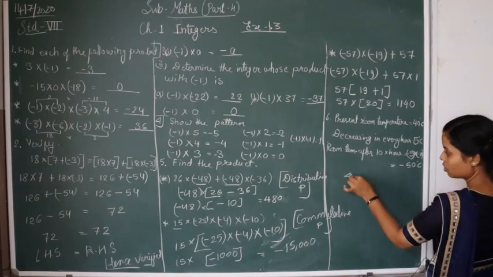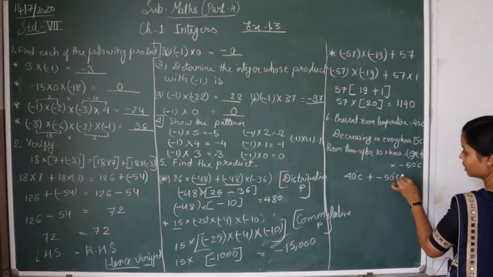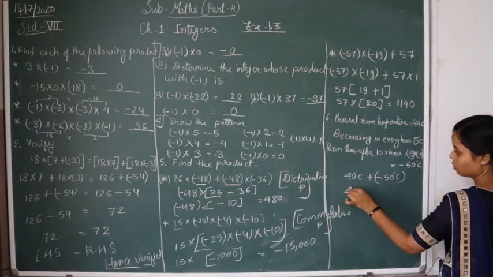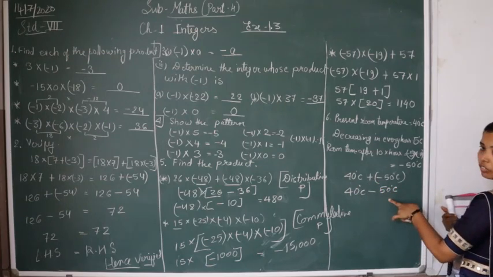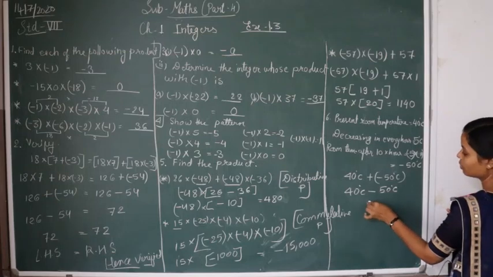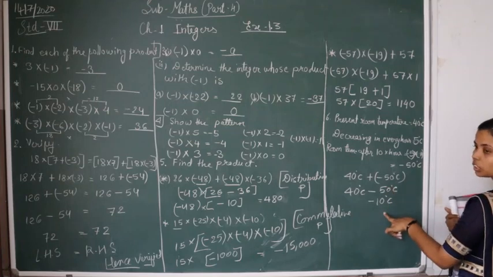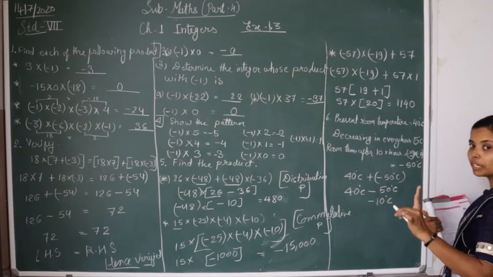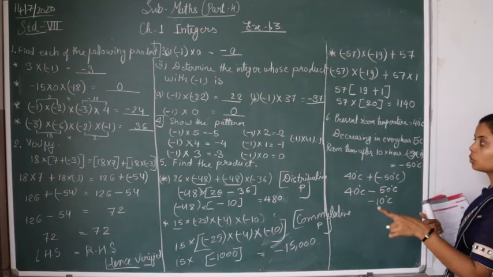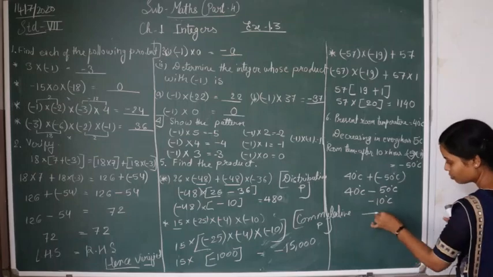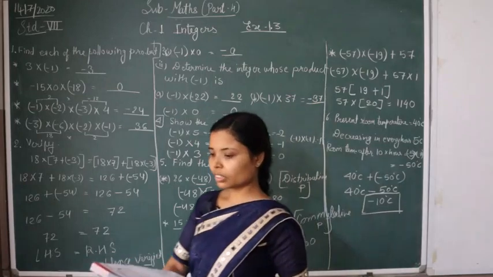Now the equation is 40 degrees Celsius plus minus 50 degrees Celsius. When we solve this, you get minus 10 degrees Celsius. Plus minus minus, so find the difference of both the numbers and put the symbol of the bigger digit. The bigger digit is 50 and its symbol is minus. So the room temperature after 10 hours will be minus 10 degrees Celsius. Okay, next question.